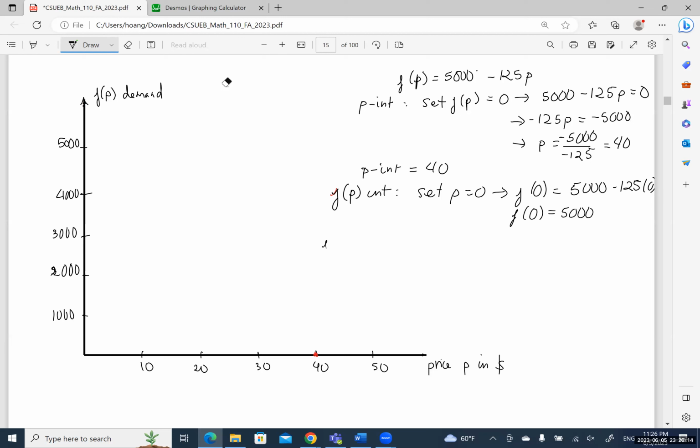So the f-intercept is fixed. Fixed demand is going to be equal to 5,000. So then you will have the f-intercept at 5,000 there, and then you will have to draw a line from 5,000 there to the 40 there.